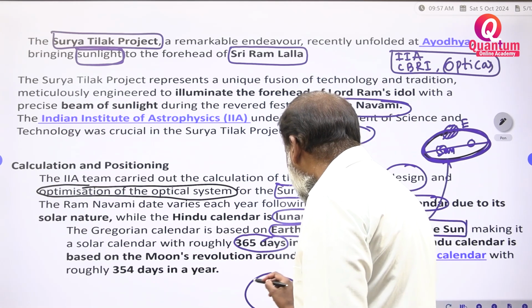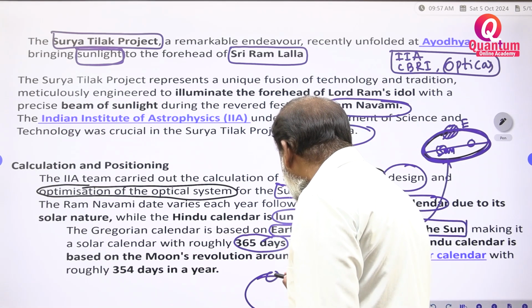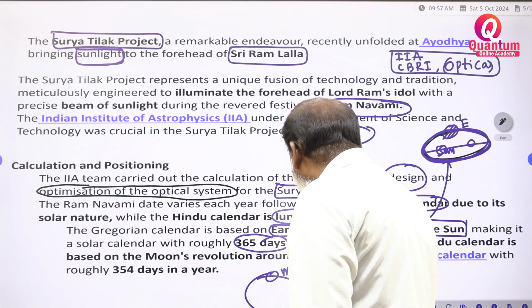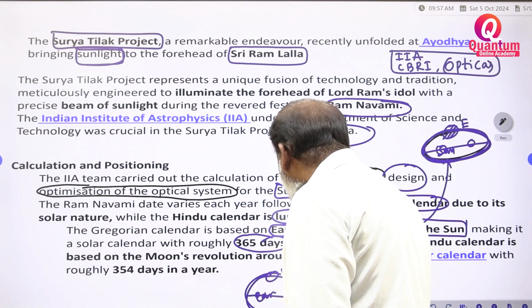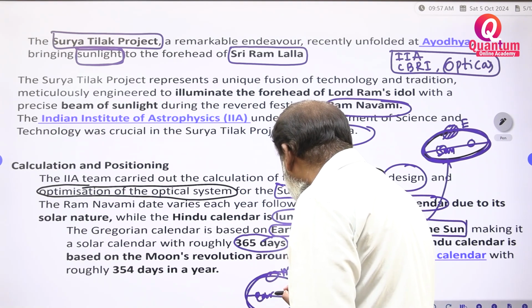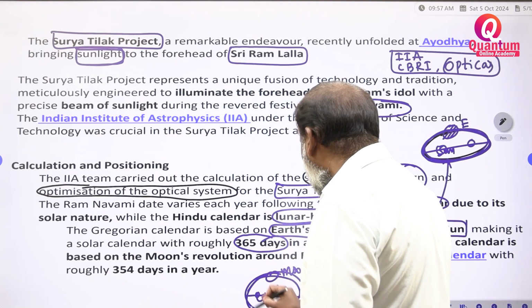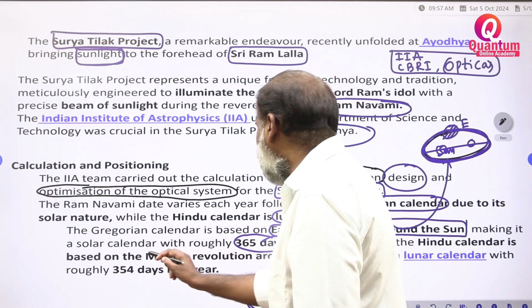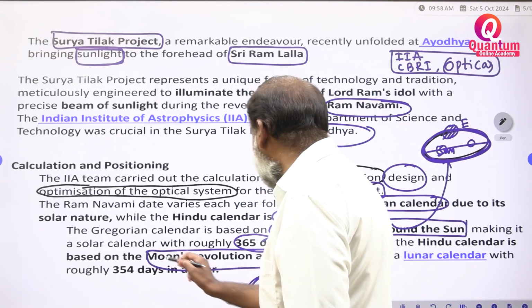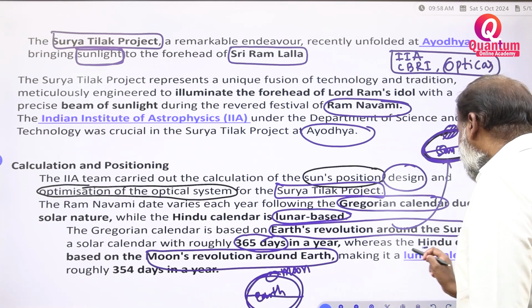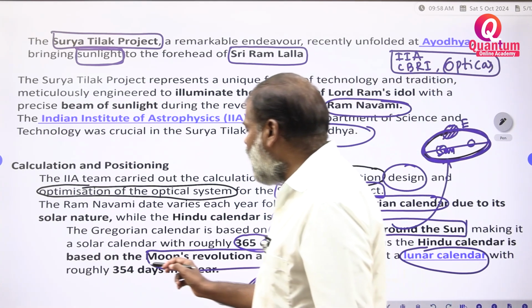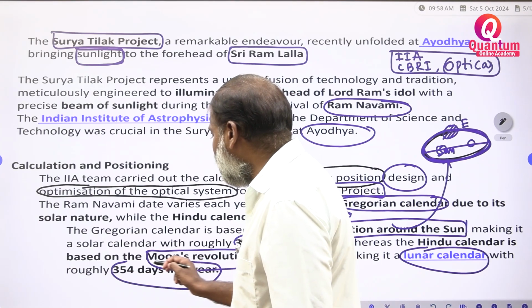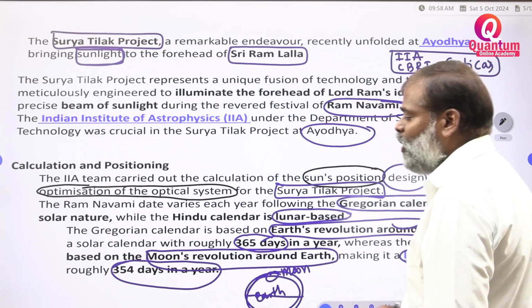Whereas the Hindu calendar is based on the moon. Suppose this is the moon and here is the earth. The moon revolves around the earth. One calendar is marked by this, and that calendar we call the lunar calendar. With the lunar calendar, how many days are there every year? 354 days.